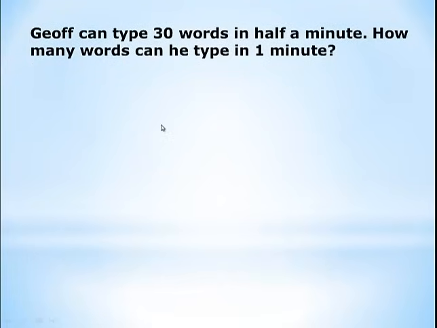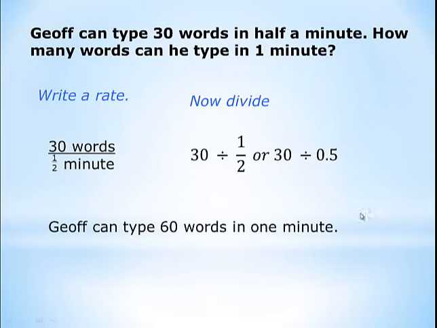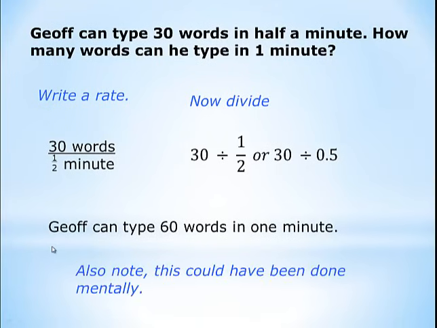Okay, so Jeff can type 30 words in half a minute. How many words can he type in 1 minute? Hit pause and try to find the unit rate. Remember, this is half a minute and you want to find out for 1 minute. Okay, so your rate would be 30 words for half a minute. To find out how much for 1 minute, you take the top divided by the bottom. So this would be 30 divided by 1/2 or 30 divided by 0.5. Either way, you're going to get 60. So Jeff can type 60 words in 1 minute. Now, could you have done this mentally? Yes, you could have done this mentally.